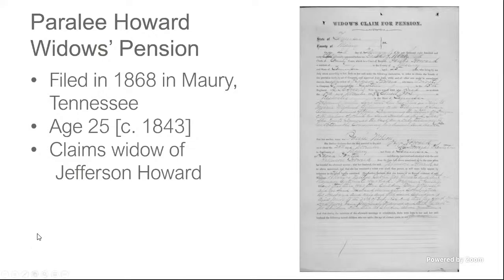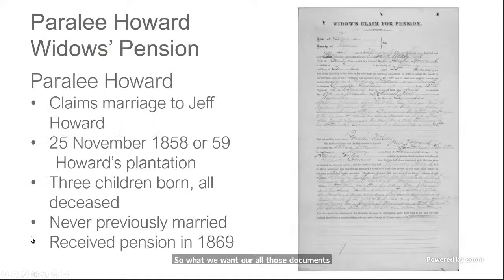So what we want are all those documents where she is trying to prove it. She claims that she married Jeff Howard on the 25th of November, 1858 or 59 at the Howard plantation. They had 3 children born, and they are all deceased at the time she's filing. She swears she was never previously married, and she did receive the widow's pension in 1869. Now, there's a deposition, and I didn't blow this up because it's such terrible handwriting you can't read it anyway. So I'll just have some transcribed sections.